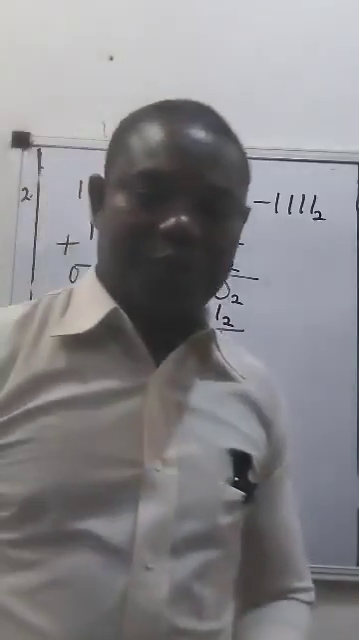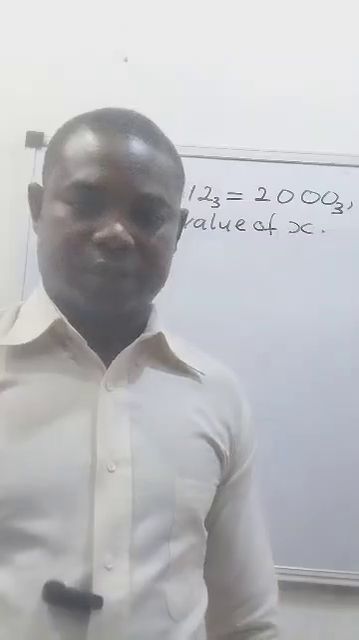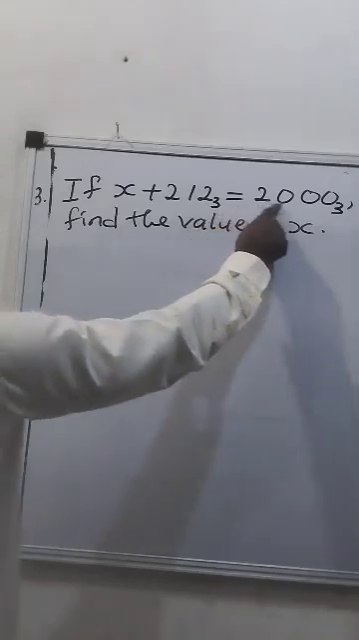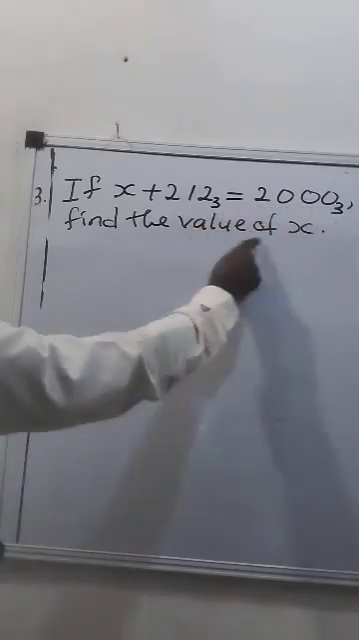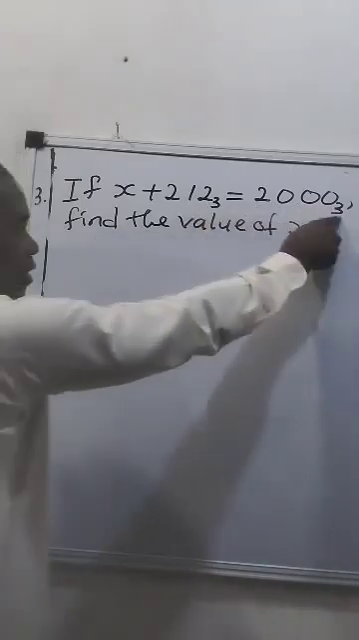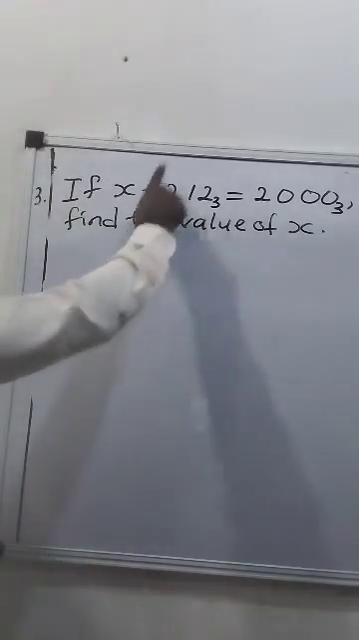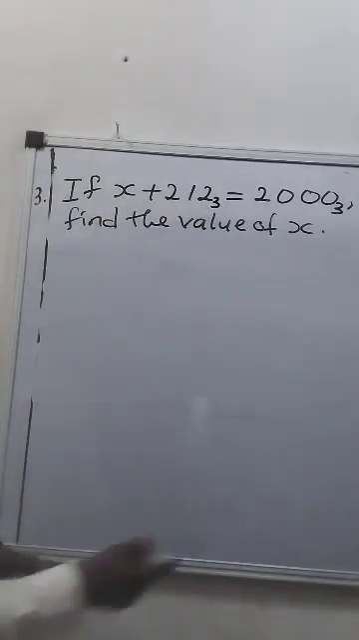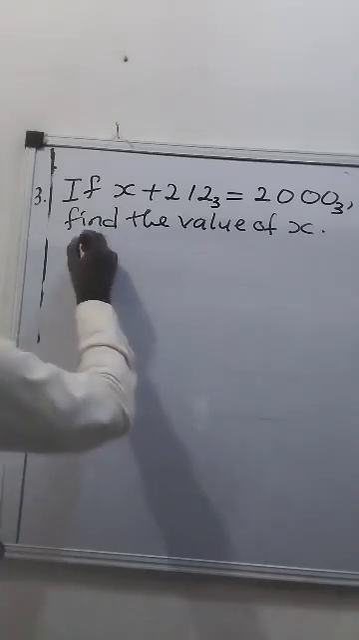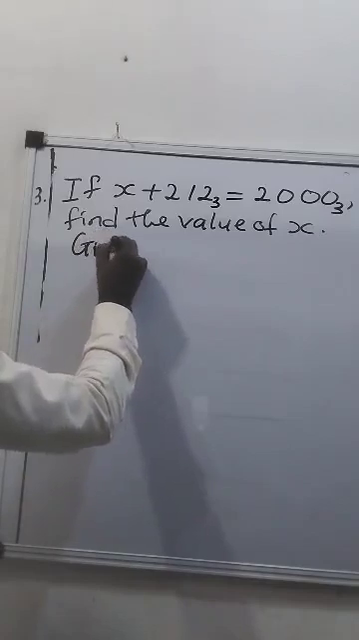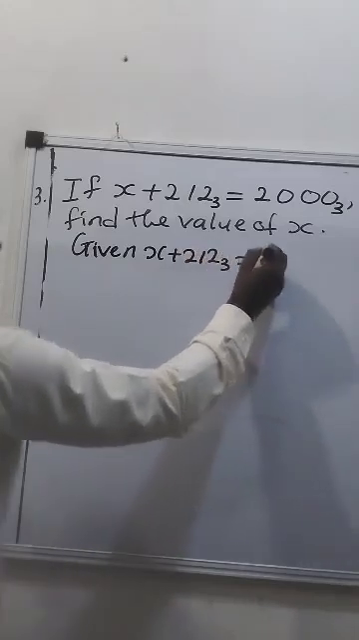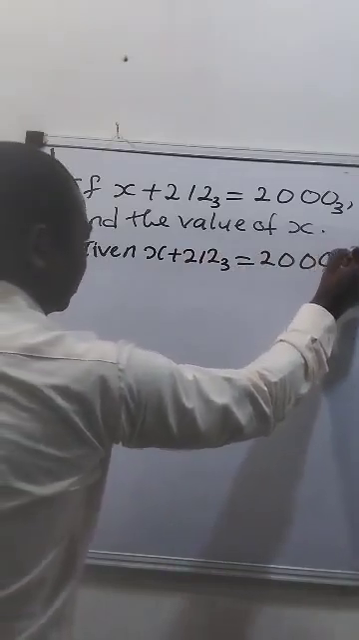All right. So example number 3. If x plus 212 base 3 is equal to 2000 base 3, find the value of x. Now we are operating in base 3. Please take note. So whatever we take from the neighboring number will be equivalent to base 3. In case we have any cause to take, we are not borrowing. Please take note. So given x plus 212 base 3 is equal to 2000 base 3.